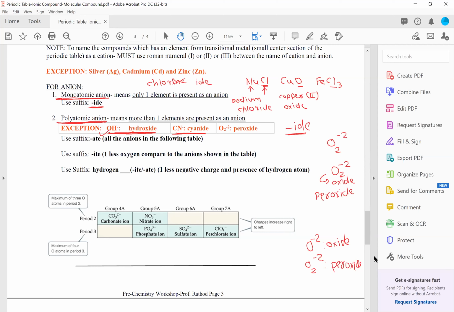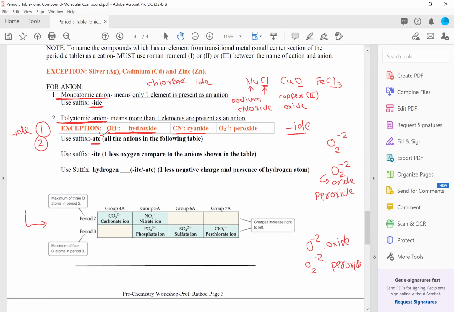Yeah, awesome. Now that was the first type of polyatomic anion, in which we use IDE as suffix. Now there's a second type of polyatomic anion in which we use ATE as suffix, like sulfate, like phosphate, like carbonate, right? So when we use ATE as a suffix, look at this table that we have on the screen. If you have any of these anions, we are going to call it an ATE.